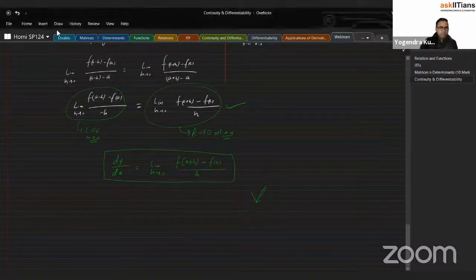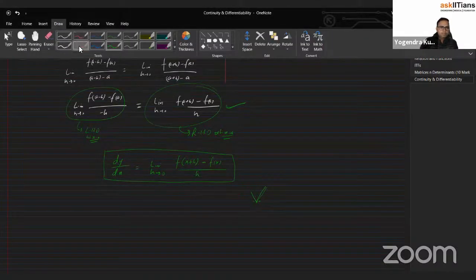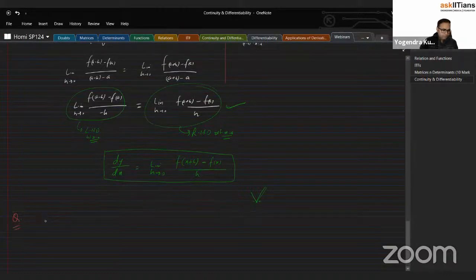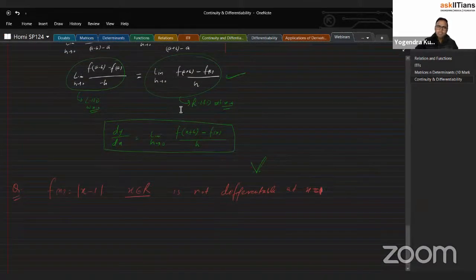First question based on this. Prove that the function f(x) = mod of (x minus 1), where x belongs to R, is not differentiable at x equals 1. This function is not differentiable at x equals 1. So can we answer this? Tell me, everyone. LHD and RHD should not be equal. That's all, right? We need to do that only.